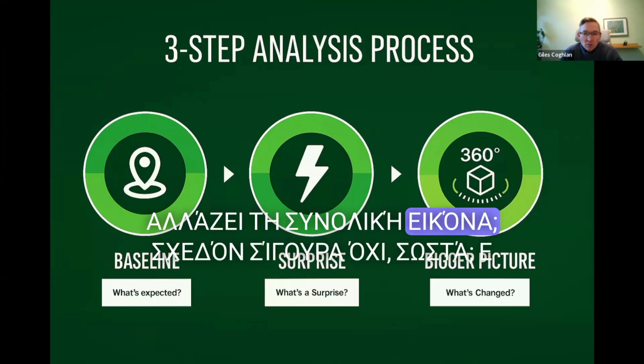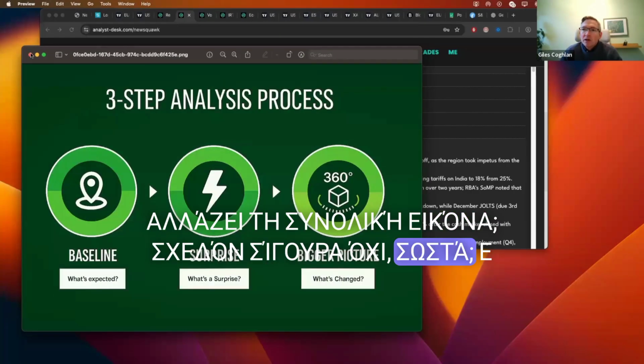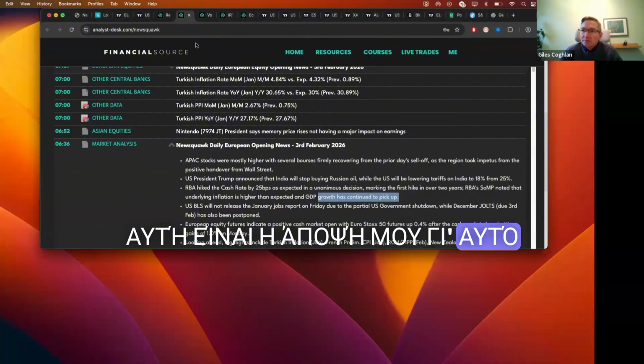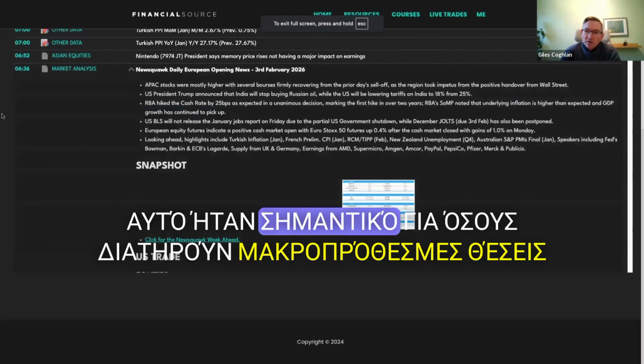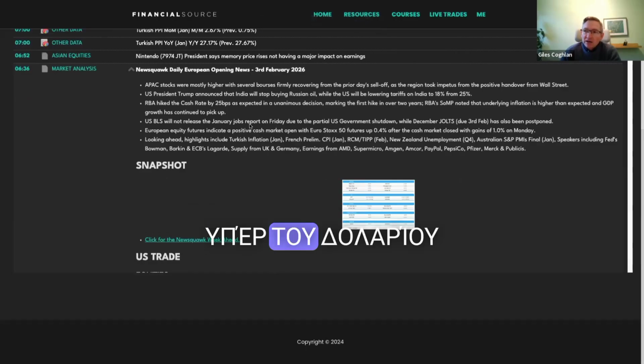Does it change the bigger picture? Almost certainly not, right? And that's my take on it. So we'll look at that in a bit more detail. Now, this was important for the dollar long sentiment trade.